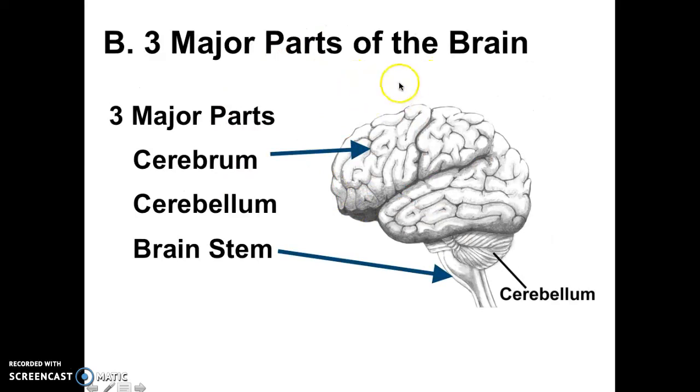Okay, so there are three major parts of your brain. You've got the cerebrum. Your cerebrum would be all of your lobes, so that'd be part of the frontal, parietal, occipital, and temporal lobe. The cerebellum is below that, and then you have the brainstem. So the brainstem would start with the pons and work its way downward with the medulla oblongata.